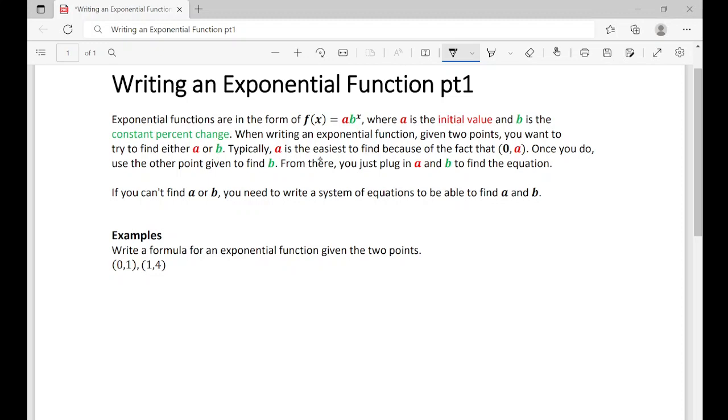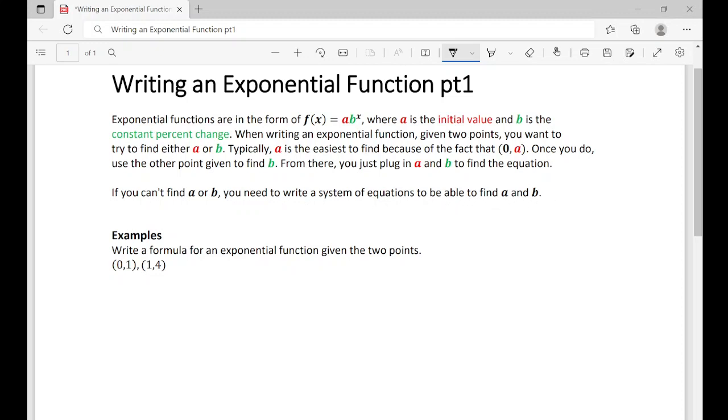Typically a is the easiest to find because if you have an ordered pair of 0, a number, that y value is a. It is your initial value. Once you do have that, you can just use the other point to find b. And from there, you can just plug a and b into the form of an exponential function to get your equation. If you cannot find a or b, you need to write a system of equations to be able to do so.